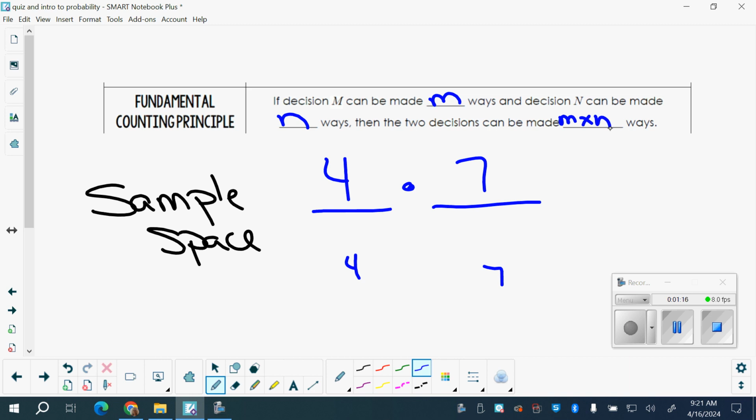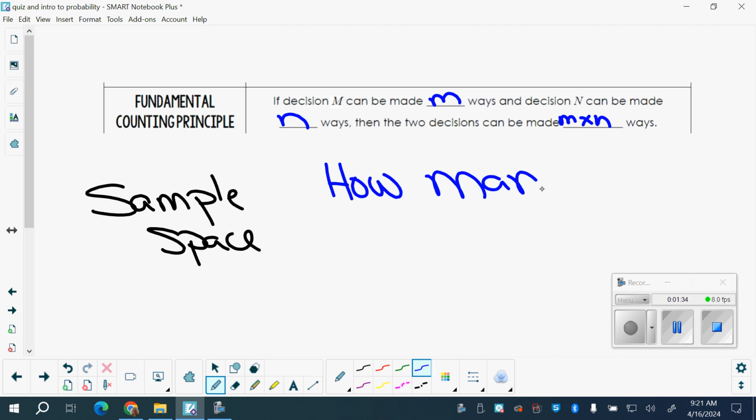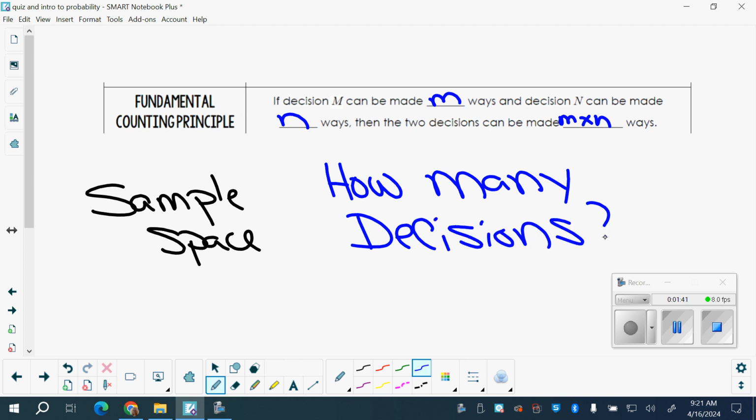Now, here's where this gets weird. Tim, put it away. Here's where this gets weird. The key on this is this. This will be easy, but it gets weird because your key is how many decisions are you going to make? I want you to write that down. How many decisions? If I am talking about shirt, pants, and just shirts and pants, 2 decisions.